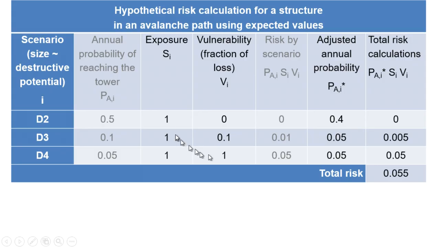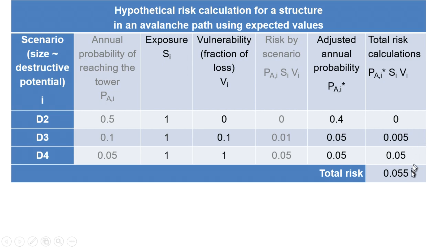Now we can multiply the exposure, 1, times the vulnerability of 0 for size D2 avalanche, and the adjusted annual probability of 0.4, and we get a total risk contribution for the size D2 avalanches of 0. For the size D3 avalanches, we have our exposure of 1, our vulnerability of 0.1, adjusted annual probability of 0.05, so the contribution towards the total risk is 0.005. For the D4 avalanche, exposure 1, vulnerability 1, adjusted annual probability 0.05, and we have 0.05 for the adjusted risk due to the D4 avalanches.